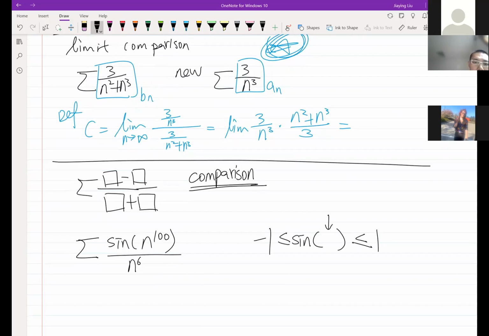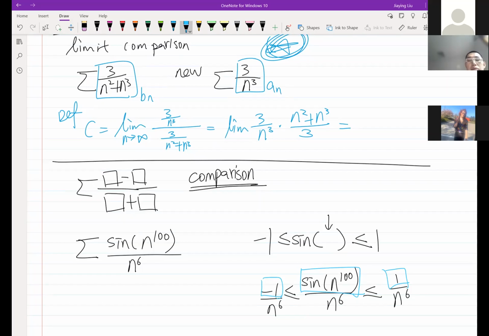So if you have something like the example I gave you, sine of n to the 100 divided by n to the 6 is always going to be less than or equal to 1 over n to the 6, and greater than or equal to negative 1 over n to the 6. That is just for sure, because sine is always going to be between those two values. Same thing with cosine, right? So if you have sine and cosine and you don't know what to do with them, it's good to try the comparison test. It may not work, right? You might have examples where the comparison test doesn't work. In that case, try another method.